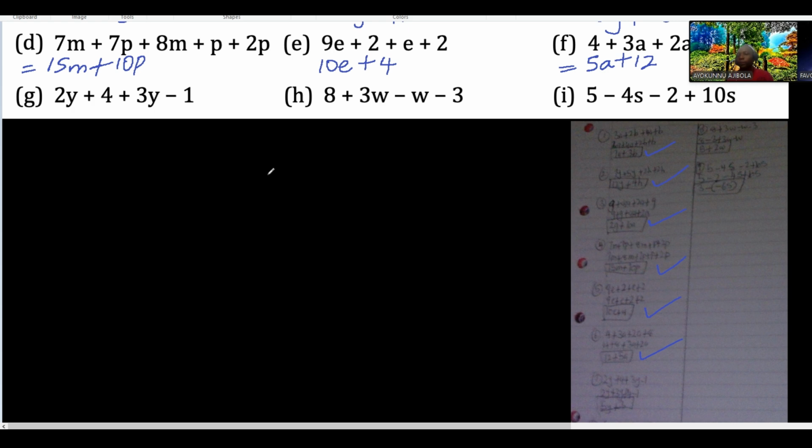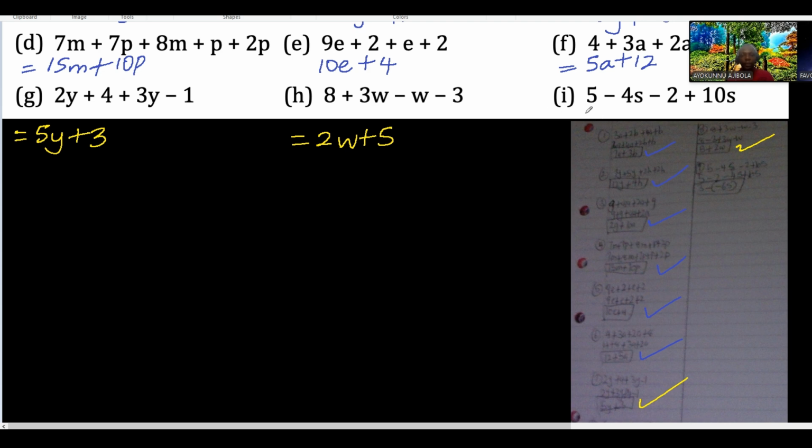Then the next one, I have 2y plus 3y, that is 5y. Then 4 minus 1, that is 3. So 5y. Did you write plus 3? Yeah, that's plus 3. Then this one is 3w minus w, that's 2w. Then 8 minus 3 is 5, so that's 2w plus 5. So write that first.